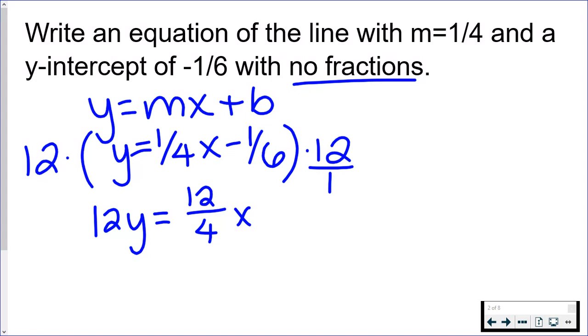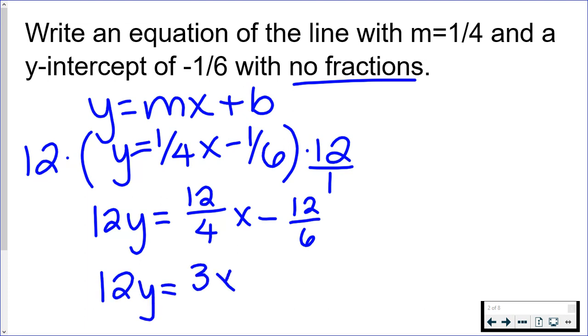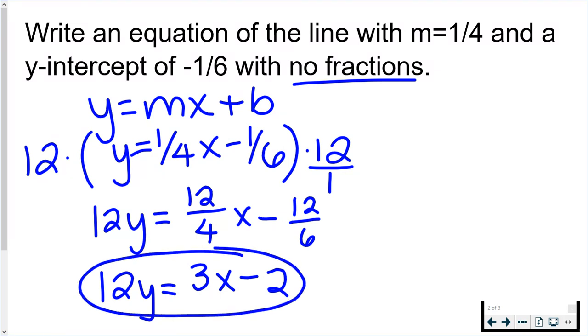I'm going to do the same thing with the -1/6. 12 times 1 is 12. 6 times 1 is 6. And then the last step, you just simplify. Twelve over 4 is 3. 12 over 6 is 2. So you can just leave it like this.